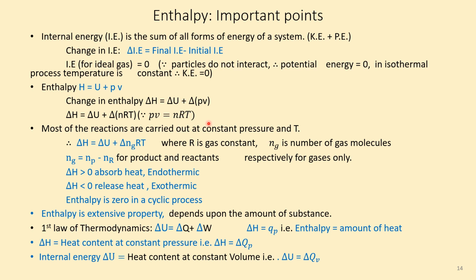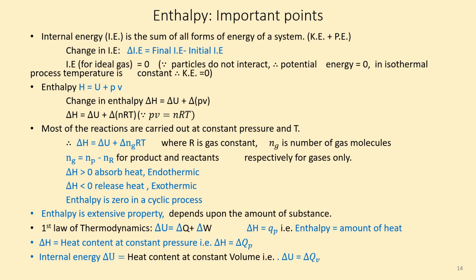The next point is most of the reactions are carried out at constant pressure and constant temperature. Therefore, delta H is equal to delta U plus delta n subscript g into RT, where R is the gas constant and delta ng is the number of gas molecules. The change in number of gas molecules is equal to the number of gas molecules for products minus that for reactants, for gases only. Please underline it is for gases only.